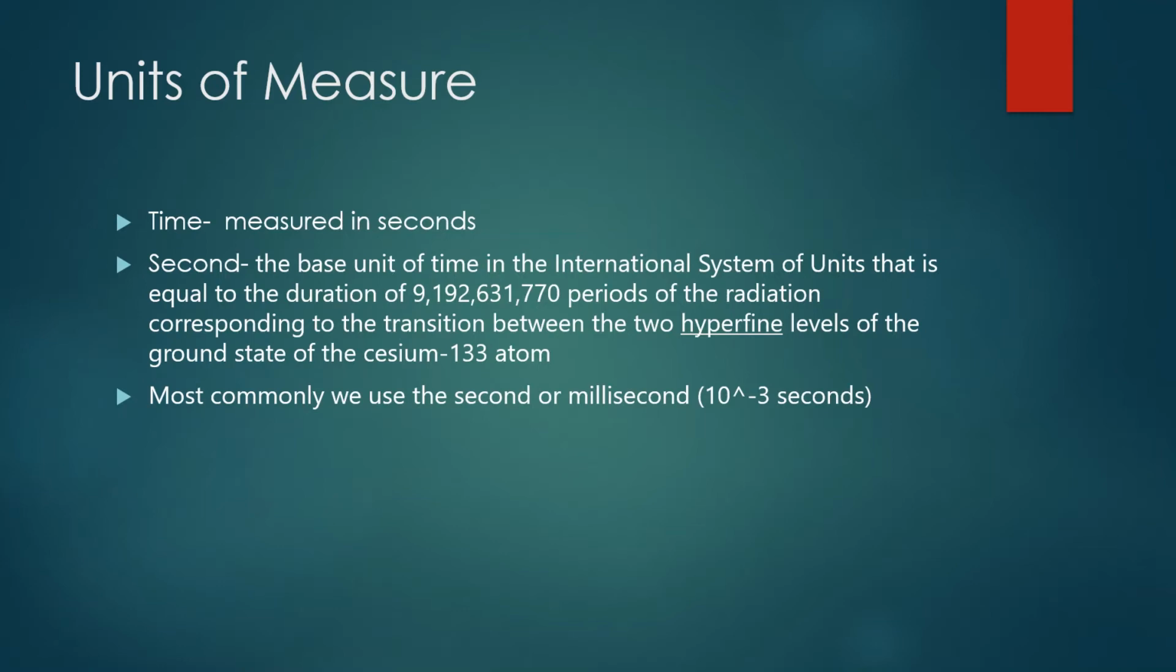So when you hear about the atomic clocks in Colorado, for example, they're using cesium as their element in the atomic clock to keep time. Most commonly, we just use the second or millisecond. Millisecond would be 10 to the negative 3 seconds. Think milliseconds like when we talk about making exposures for our patients.